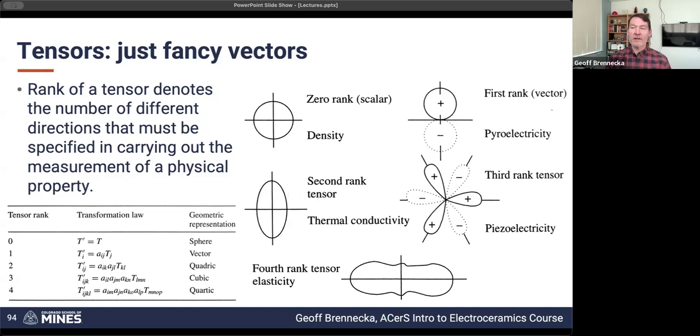So just remember that piezoelectricity is a third rank tensor. This is the reason that the symmetry of the crystal structure matters so much, because this third rank of the tensor means that you end up canceling things out a heck of a lot.